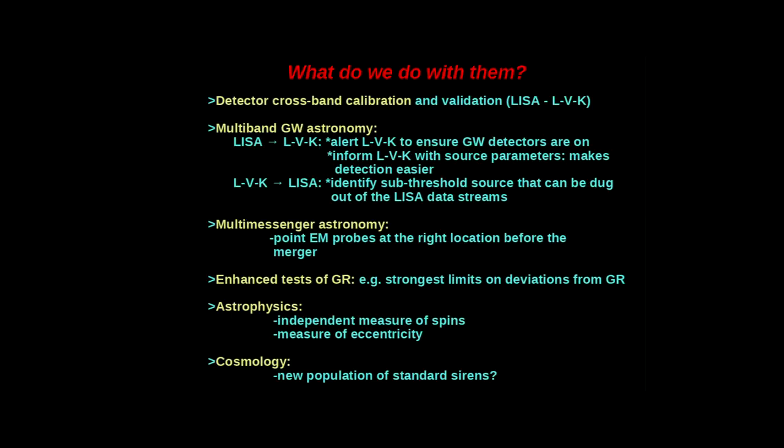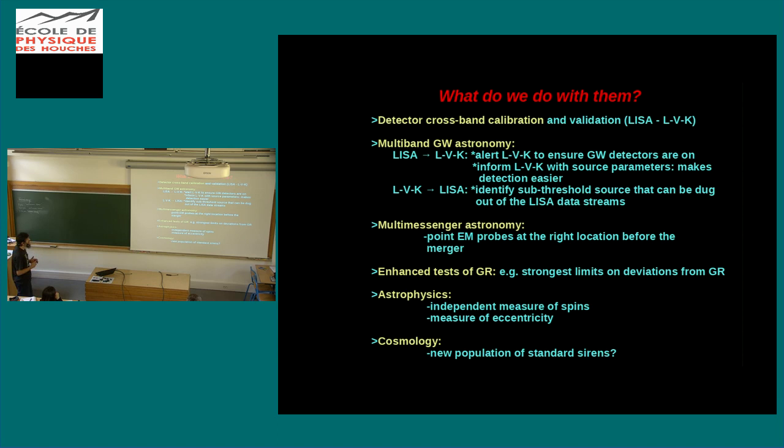Right, so why are they interesting? Well, you can do a lot of stuff with them. For example, you can do detector cross-calibration. If you're particularly lucky, you can use these sources going from the LISA to the LIGO band to calibrate ground-based detectors, if the SNR in the LISA band is high enough.